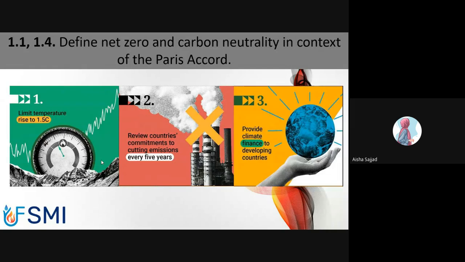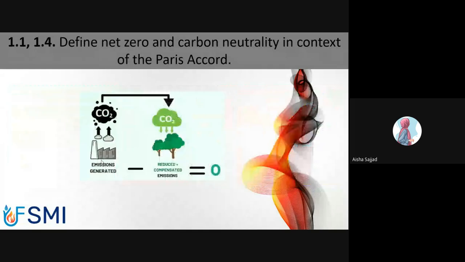This was passed in 2015 and talks about three main things. Number one, it wants you to limit the temperature rise to 1.5 degrees. Number two, it wants the organization or any industry to report its emissions every 5 years. Number three, the Paris Accord wants to focus on how different climate financing can be done in order to reach the goal of net zero emissions by 2050.